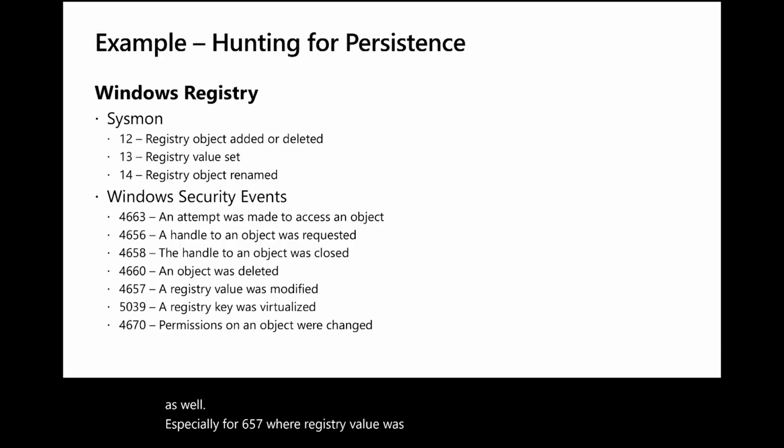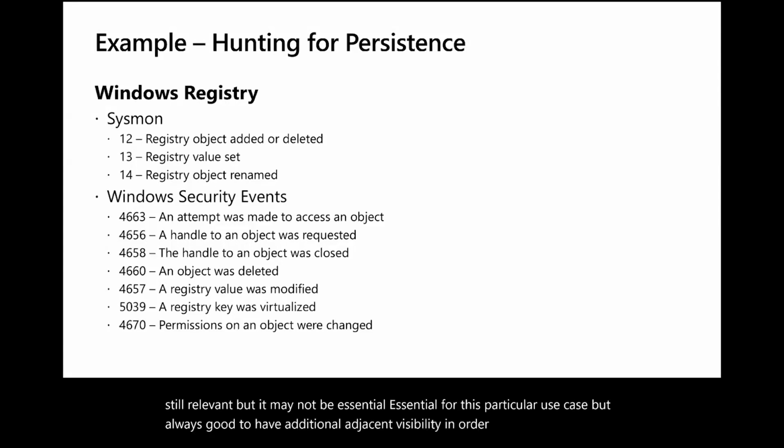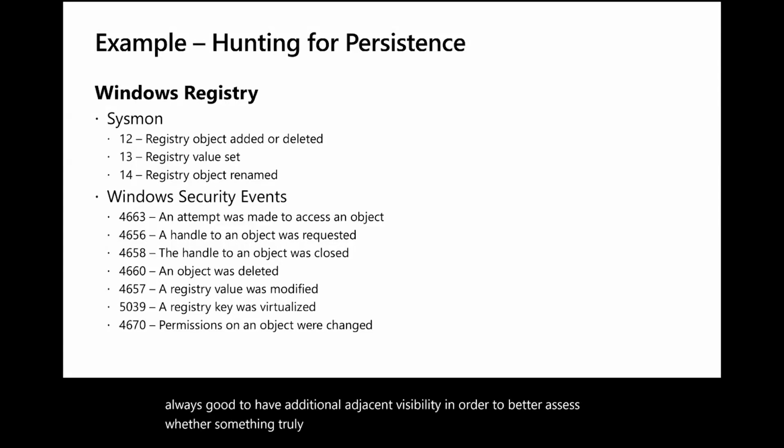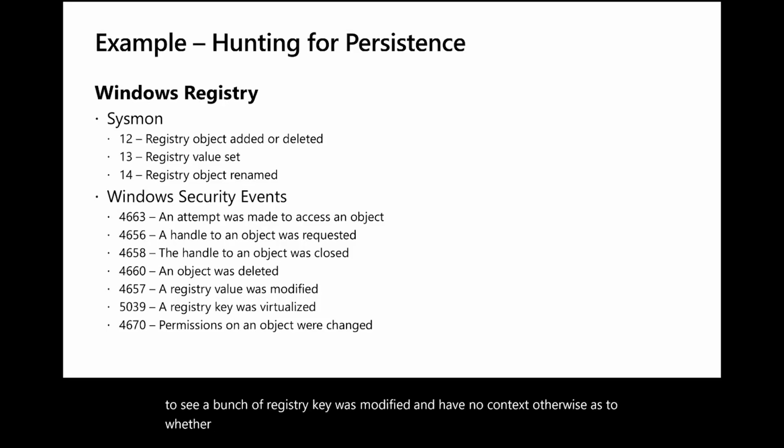Everything else is still relevant, but it may not be essential for this particular use case. It's always good to have additional adjacent visibility in order to better assess whether something truly is malicious or not. Otherwise, you're just going to see a bunch of 'registry key was modified' with no context as to whether this is malicious or a legitimate change.